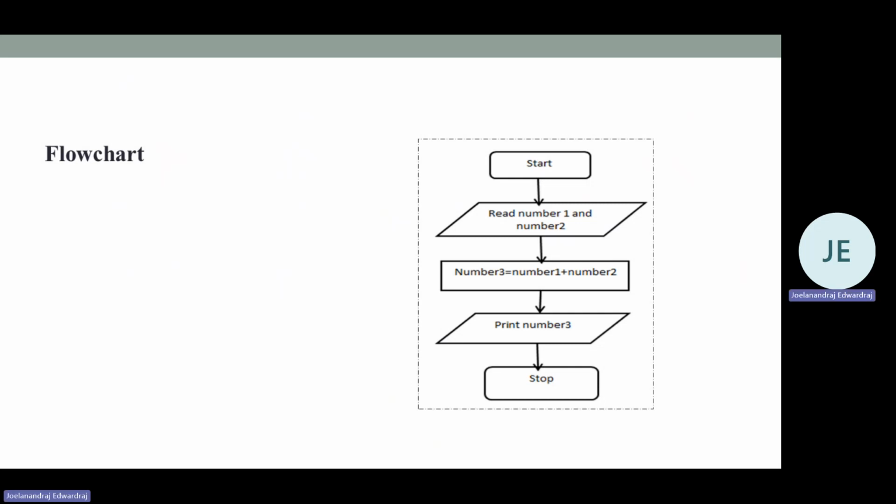See this process, we can see that some processing is happening. You see this, we can understand that input and output is happening. So we are printing number 3 in this box. And stop. So start and stop both have a particular symbol, right?